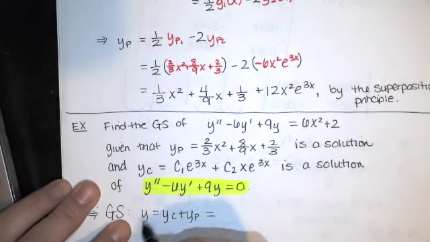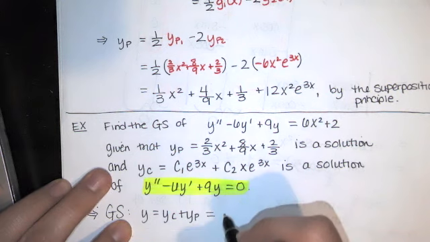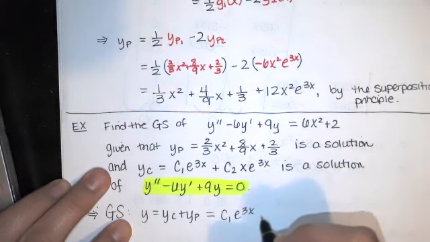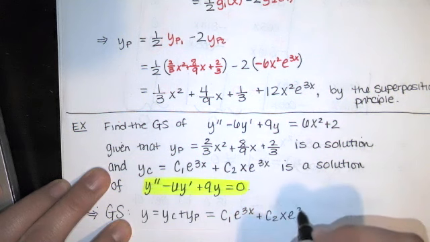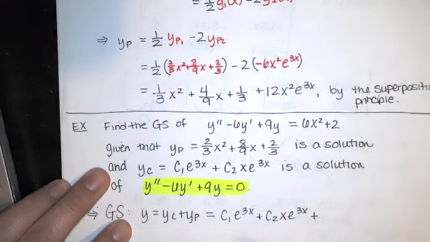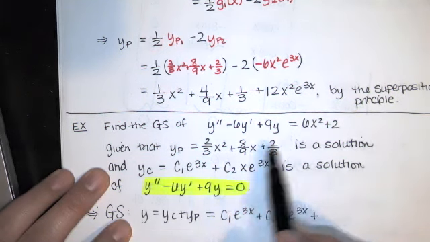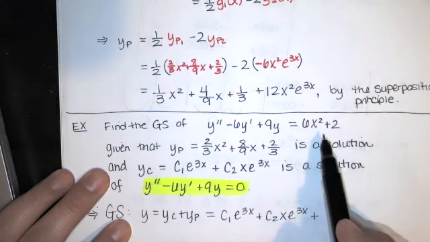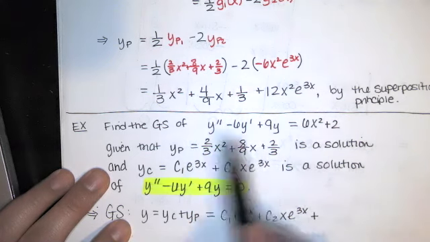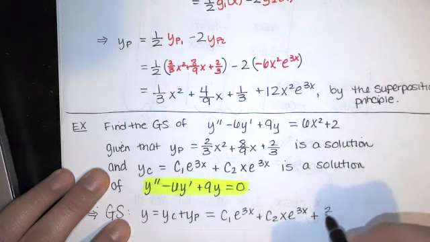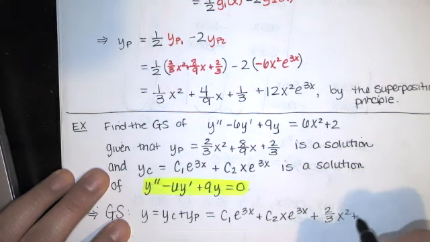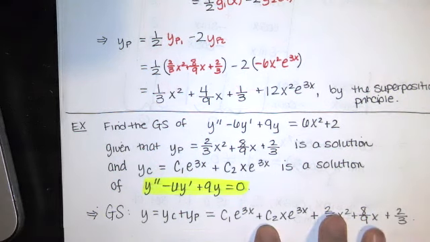So the general solution includes y sub c, which is c1 e to the 3x plus c2 times x e to the 3x, plus y sub p. That's the solution to this equation. And it's a particular solution. It has no arbitrary constants in it. So that's the general solution.